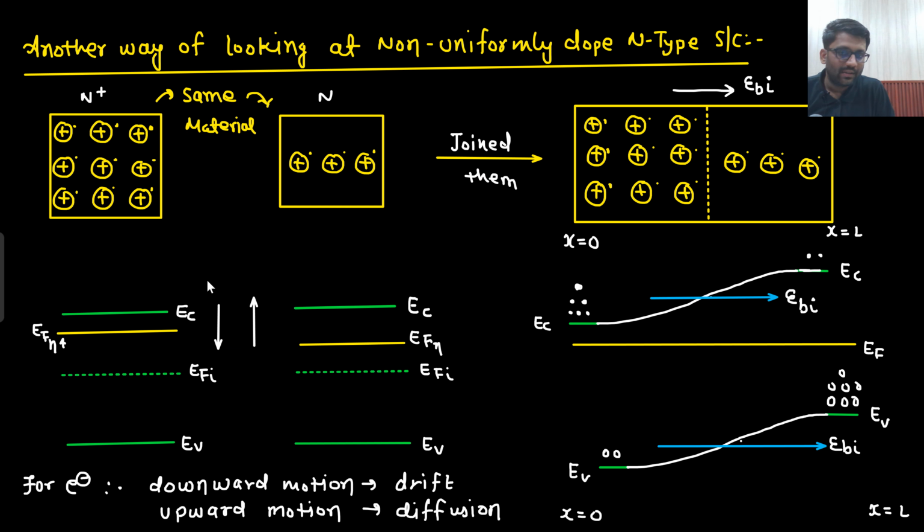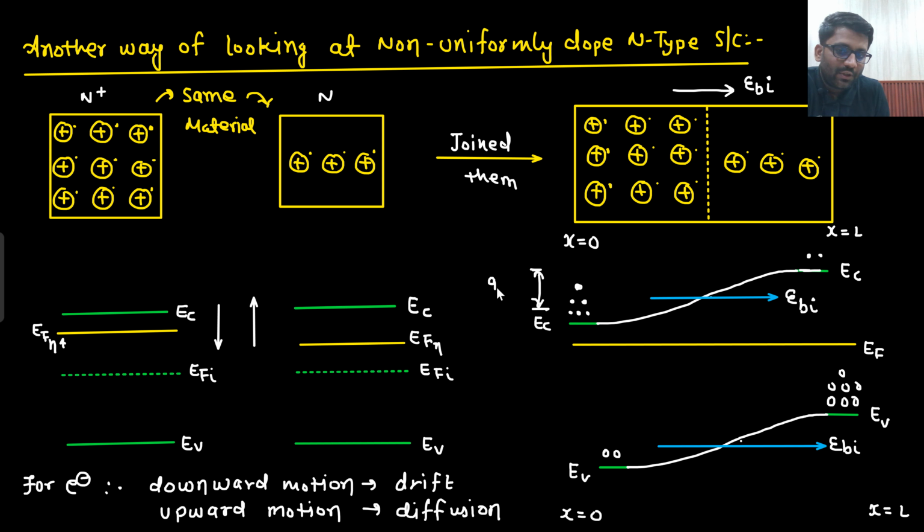what really happened? This bending took place, no? Previously, there was no bending. This is known as bending. This was flat, EC was flat, EFN was flat, everything was flat. When they came together, I know that EF would be flat only because there is no current. But some bending took place in EC. Why did this bending take place? Because there was some built-in potential.